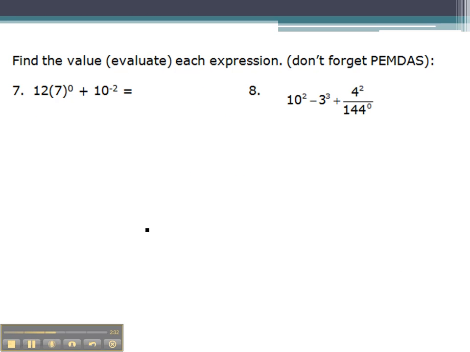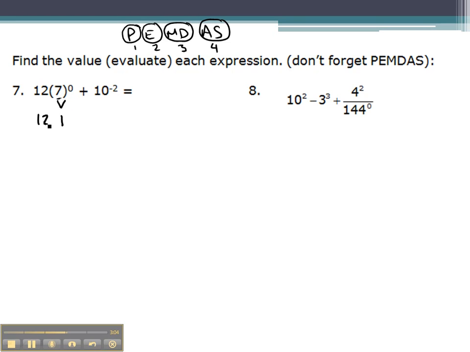Okay, find the value, evaluate each expression. Don't forget PEMDAS. First we need to do anything in parentheses, then exponents, then multiplication and division, and finally addition and subtraction from left to right. So we do have parentheses in number 7, but there's nothing to be done inside the parentheses. It's just 7 to the 0 power. So any number to the 0 power is equal to positive 1.